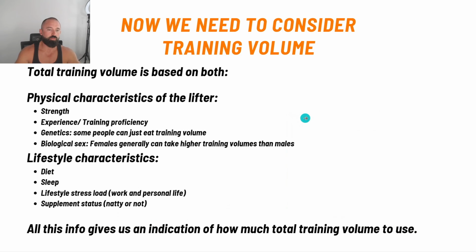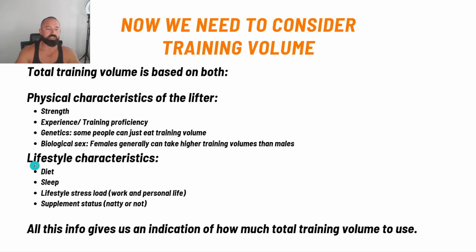Now, when we consider training volume, it is based on a couple of things. It's the physical characteristics of a lifter, how strong they are, because you've got to think about how much total weight they're moving, their experience and training proficiency, so how hard can they actually train and how effective can they train, taking those sets really close to failure. Their genetics, so some people can just eat up more training volume than other people. And then we've got our biological sex, which generally, biological females will take a little bit more training volume than males overall, because they've got the hormonal profile to deal with the recovery and experience less muscle damage and things like that.